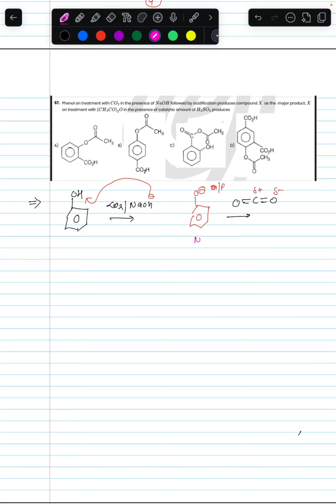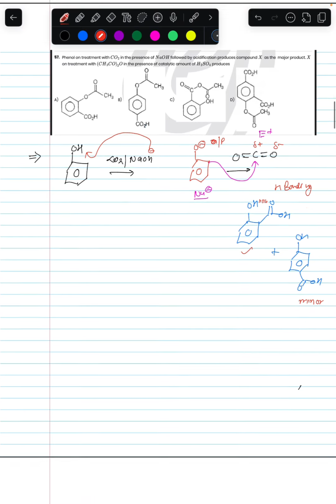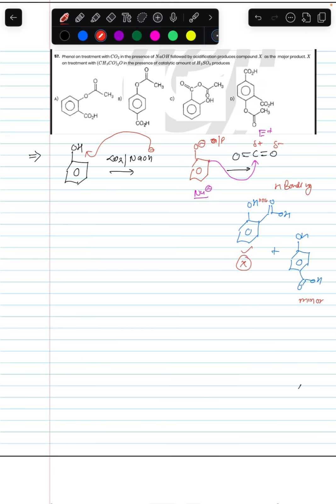So this acts as a nucleophile, and CO2 acts as an electrophile. So the nucleophile attacks from the ortho position as well as the para position, so we get two products. One is if it attacks through the ortho position, second if it attacks through the para position. Now in this case the ortho product is major due to hydrogen bonding. So the ortho one is major, the other is minor. So the major product X is this one.